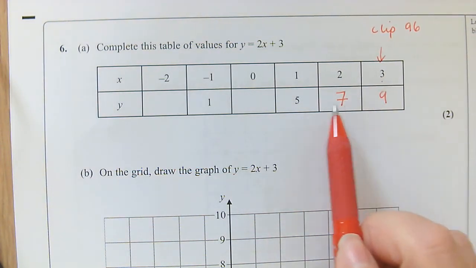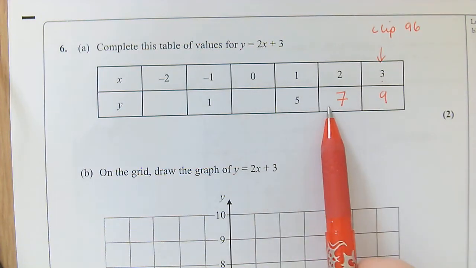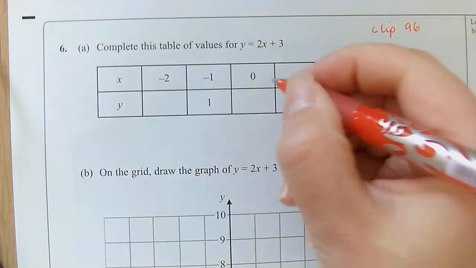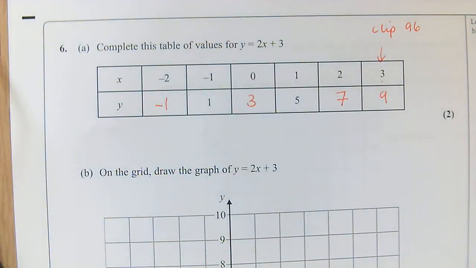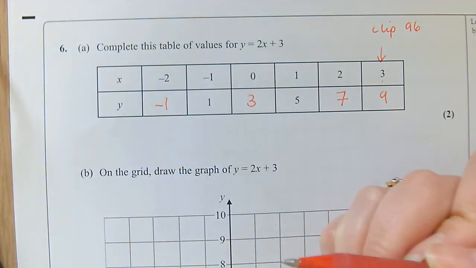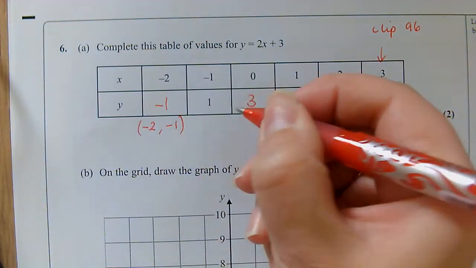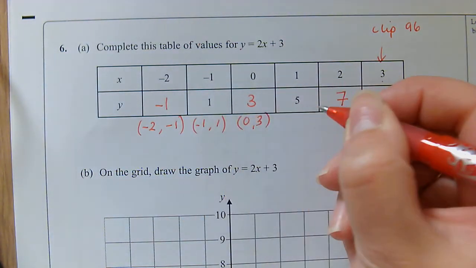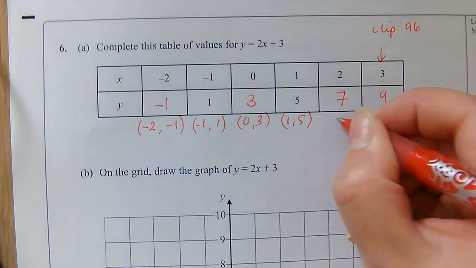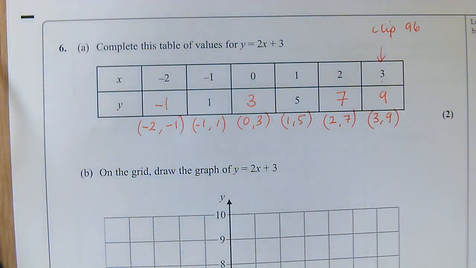You should be able to see now there is a pattern. If we're working down our table, we're subtracting 2 each time. So our next value would be 3, our next would be minus 1. These are now our coordinates that we are going to plot. So we're going to plot minus 2, minus 1; minus 1, 1; 0, 3; 1, 5; 2, 7; and 3, 9.